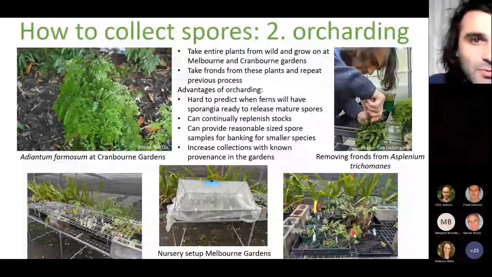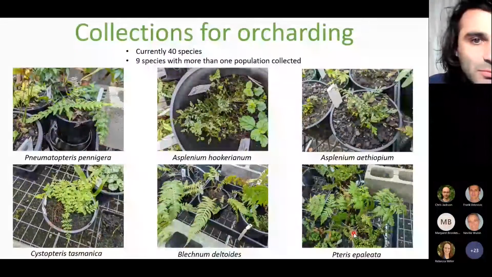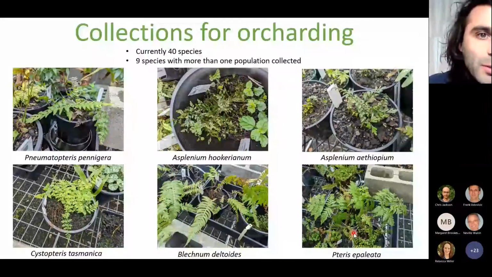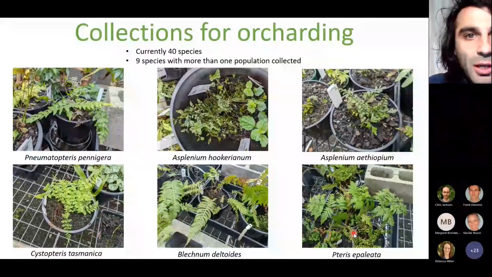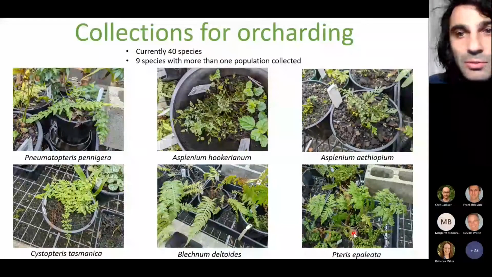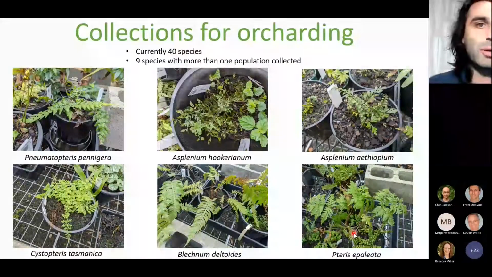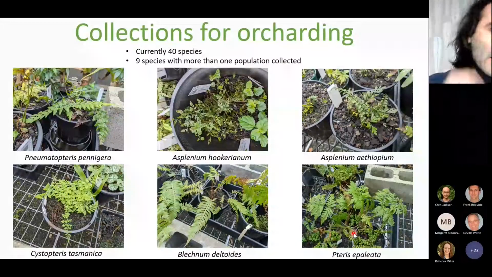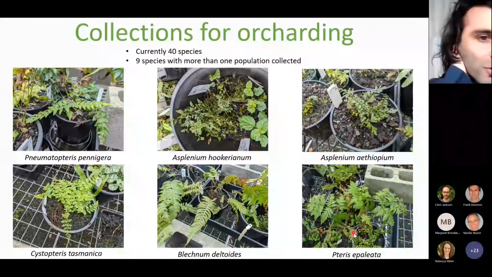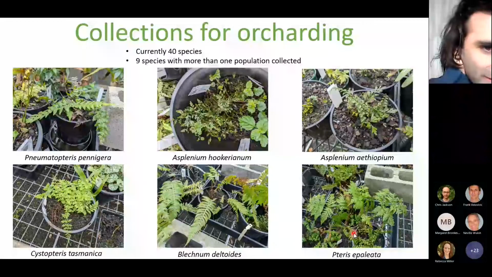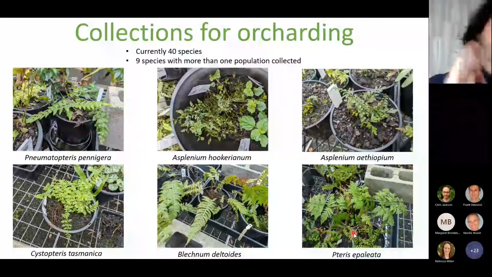So currently there's 40 species that we've got for orcharding, and 9 of those species have more than one population collected for it. So we've made a bit of progress for that so far. Here's some of the more eye candy like species that are represented among those collections.